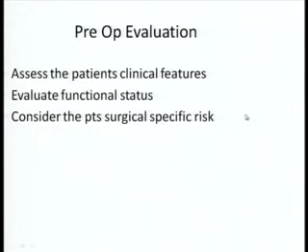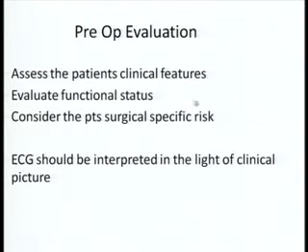This is extremely important because with increasing age, stable coronary artery disease is going to be extremely prevalent in the population, and these patients are going to require surgery for common surgical problems. Consider the patient's surgical specific risk. For example, a patient with a minor endoscopic procedure has very little risk compared to an aortic surgery, where the patient has a very high risk. And you should interpret the ECG in light of all the findings, not in isolation. Please remember, that is the difference between an ECG technician and a clinician.